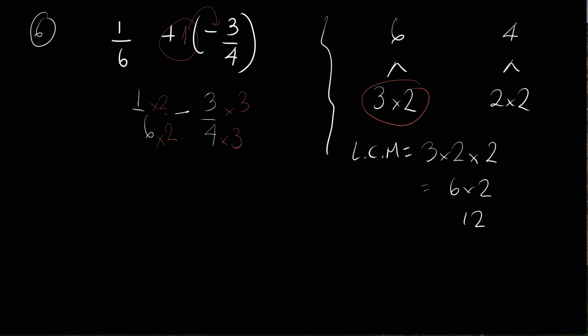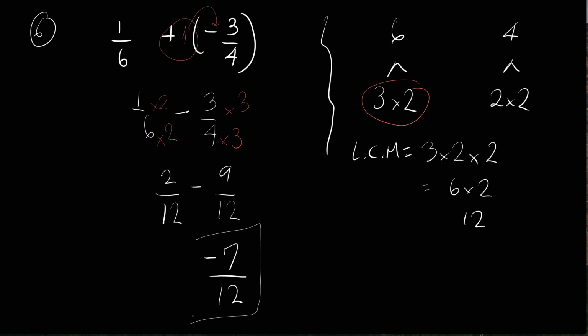So 1 times 2 is going to be 2, over 6 times 2, which is 12, minus 9 over 12. So 2 minus 9 should give you negative 7 over 12. Since 7 is a prime number, there's nothing that you can do here. So this will be your final answer.